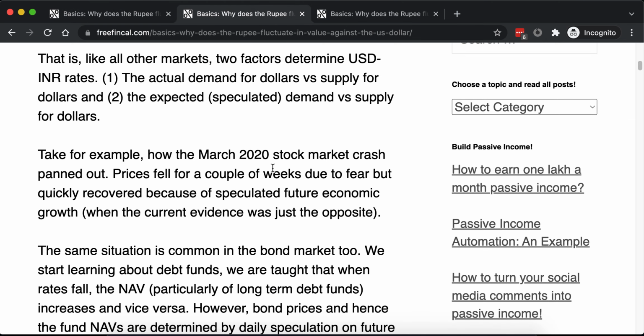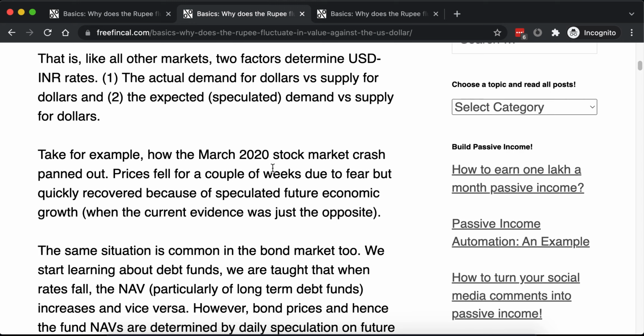So there are two things that happen in the forex market. The actual demand for dollars versus the supply for dollars, and the expected or the speculated demand versus supply for dollars. These two factors are what govern the USD INR rates. Of course, on a day-to-day basis, it's the speculation that is the major driving factor.